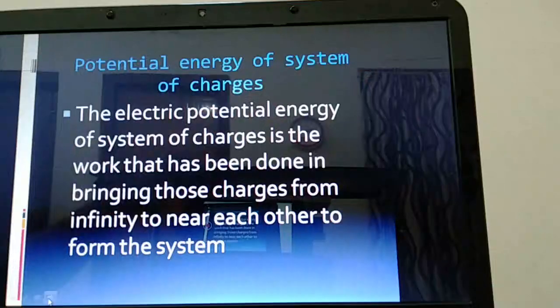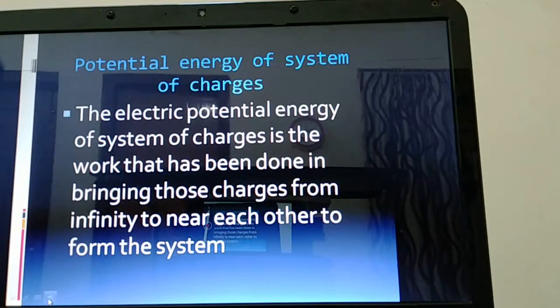So I repeat, the potential energy of that charge is provided by the potential of the space where that charge is present. If the charge is present in a non-potential region, it will not acquire any electrical potential energy. If the charge is placed within a region where there is a potential, then only it will acquire electrical potential energy. Is it clear? Now we can go for the potential energy due to a system of charges.